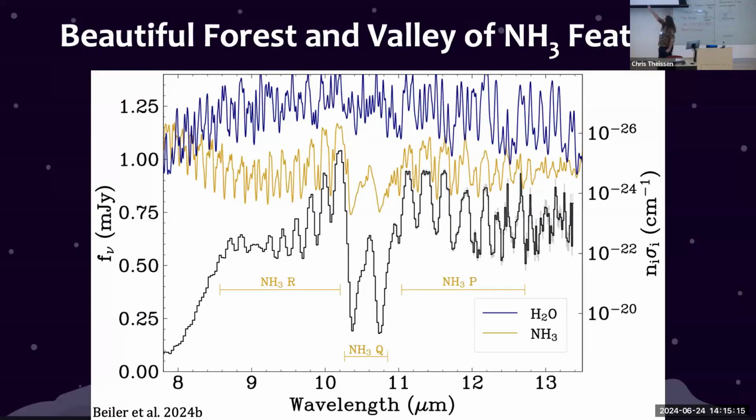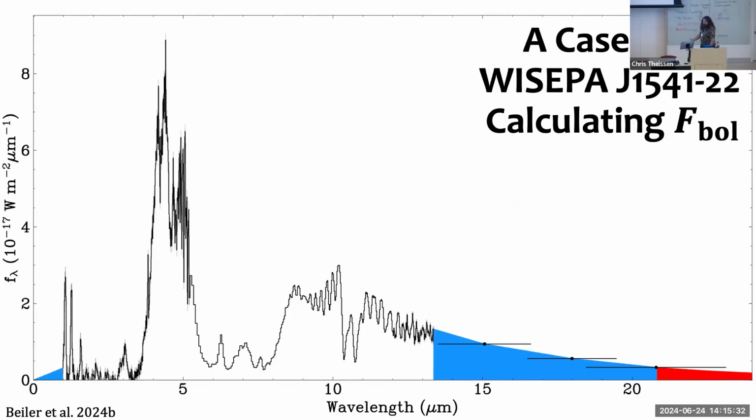We have the R and P wings of the ammonia feature, and this beautiful Q branch doublet there in the center. And this is the first time we're really seeing this in detail and going into these colder objects to get those really strong R and P wings. So we have this beautiful spectrum with a lot of molecules able to be seen. What we really want is the fundamental parameters.